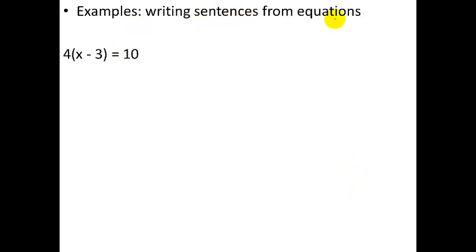Example: writing sentences from equations. So now we have the opposite. We've got 4 times this quantity, x minus 3, equals 10. We should start inside the parentheses and say 3 less than a number. That means you take the number and you subtract 3, right?